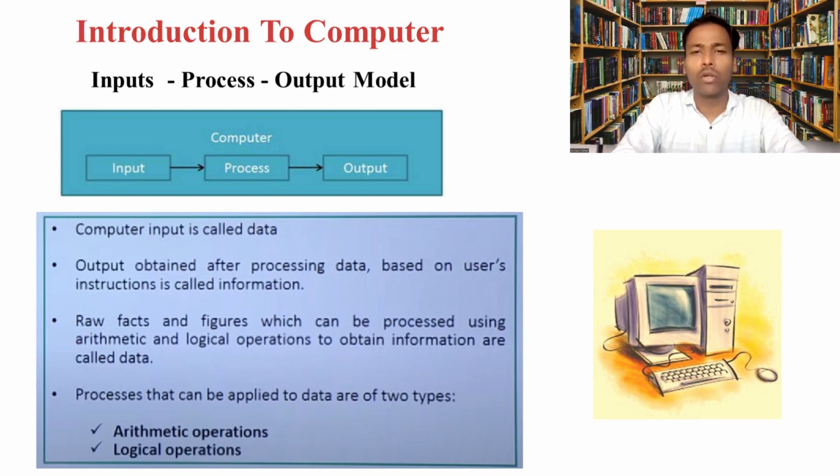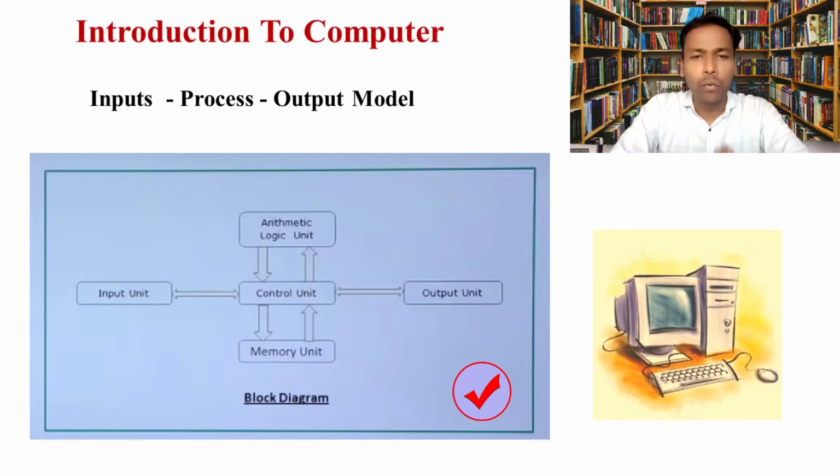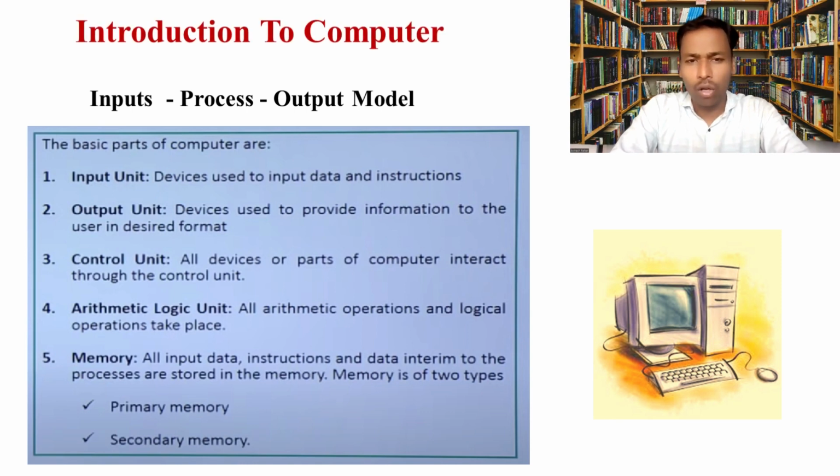This is the actual model of a computer, the block diagram. We have an input unit here and we have an output unit here. However, the processing unit has three separate units: the arithmetic logic unit, the control unit, and the memory unit. Let's see how all these basic parts of the computer function.